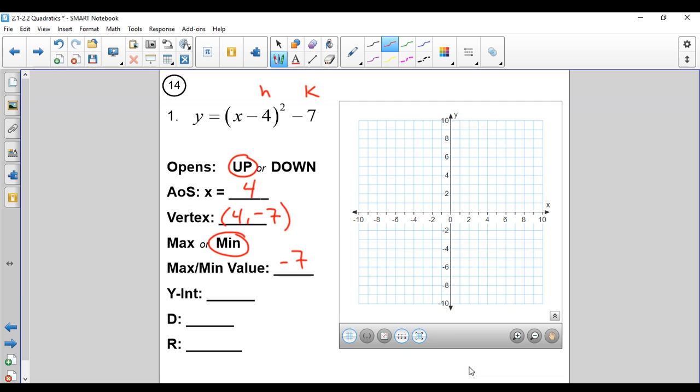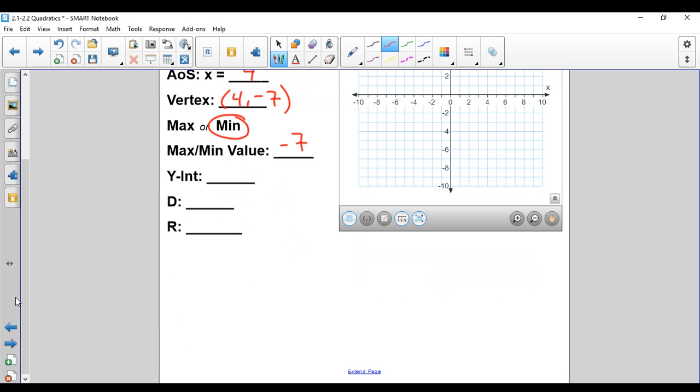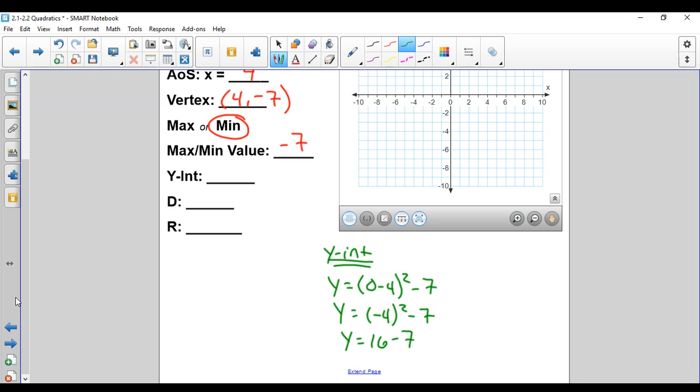Our y-intercept, we have a little bit of work to do. We need to plug in 0 for x in the function, and then we take it from there. So it's y equals (0 minus 4) squared minus 7. Remember, when you square a negative, it's still positive. You square any number, it's always positive. So we get 16 minus 7. 16 minus 7 is 9. So our y-intercept is (0, 9).